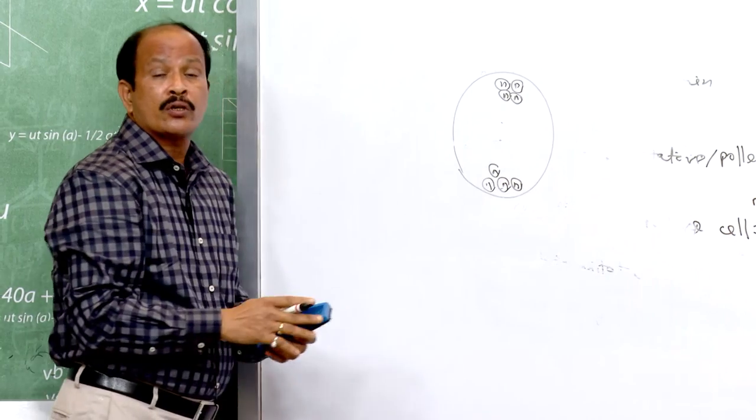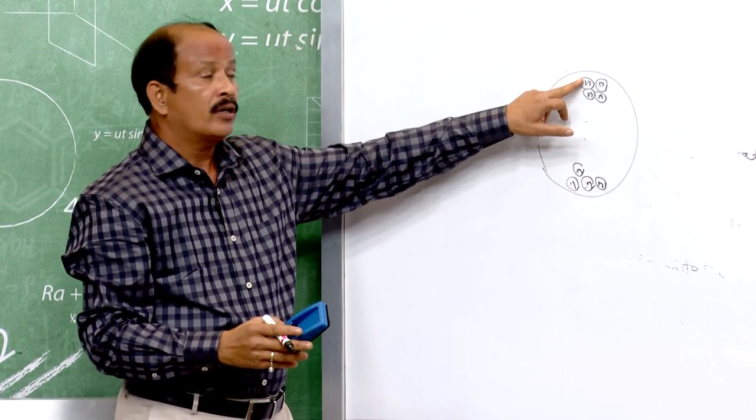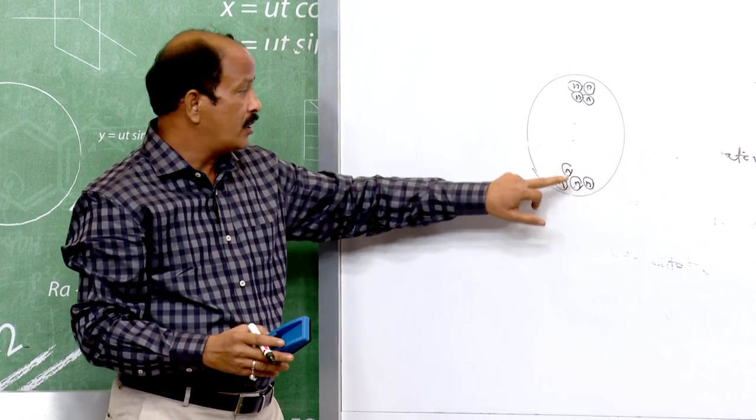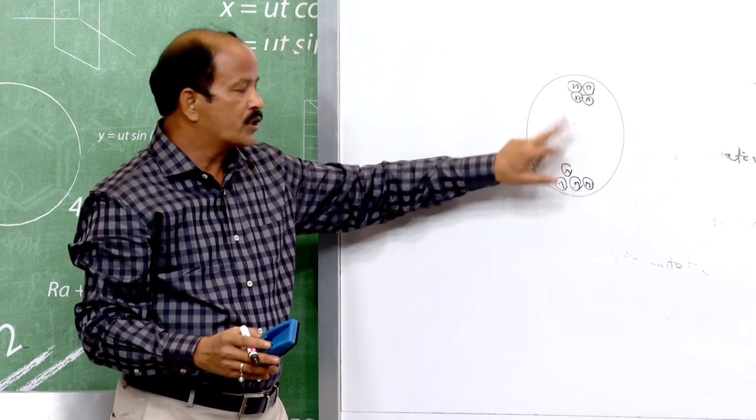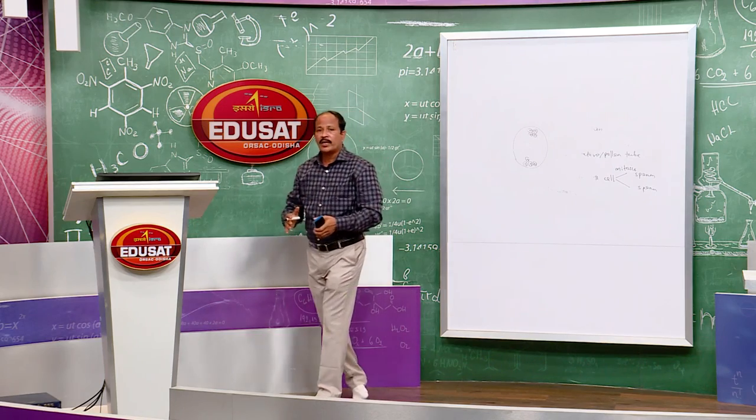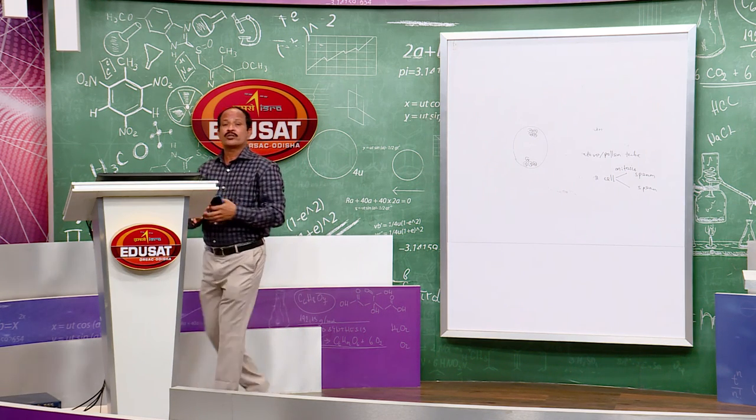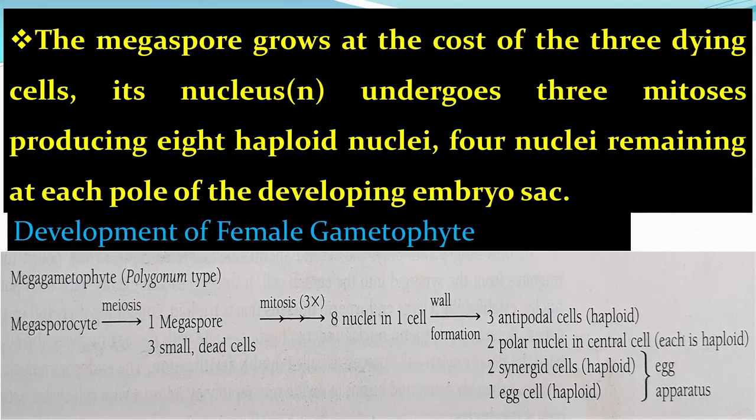Now, redistribution of the nuclei takes place. Three remain at this end, three remain at this end, and two from opposite poles migrate to the center. Now, following this, there is free cell formation. So you can look at this. When there is redistribution of the eight nuclei, three remain at the micropylar end, three at the chalazal end, and two in the center, and then surrounding each nucleus, there is cell wall formation along with a little bit of cytoplasm. So this results in a seven cell structure.